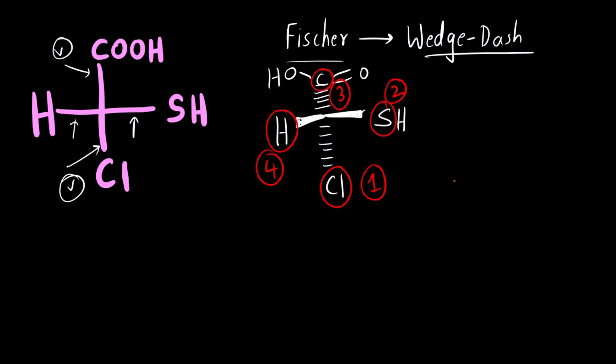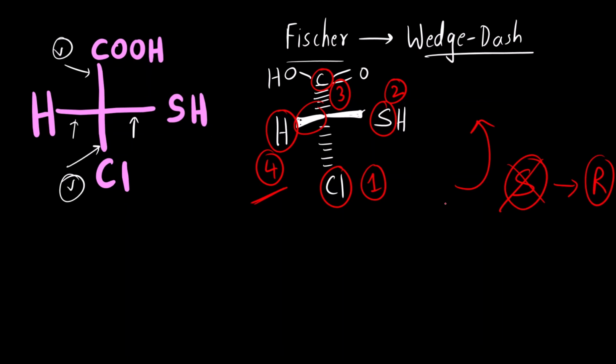Now 1, 2, 3, it is counterclockwise, so it should be S. But you can see the fourth priority group is on the wedge bond. So you will change and make it R. So what is the correct absolute configuration? R.